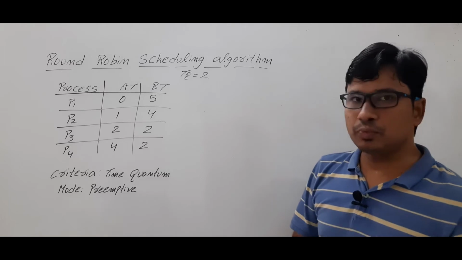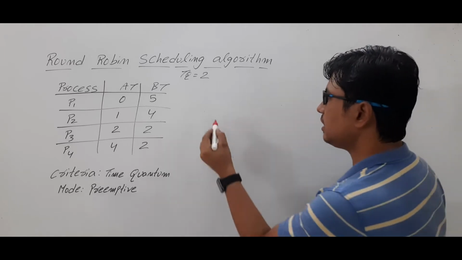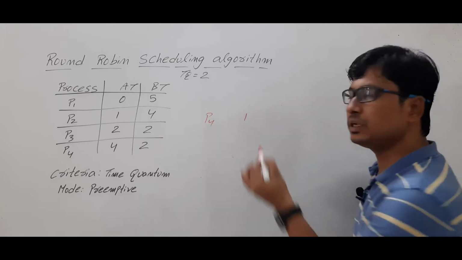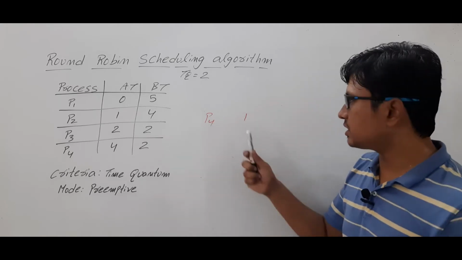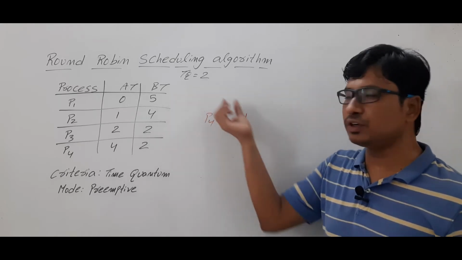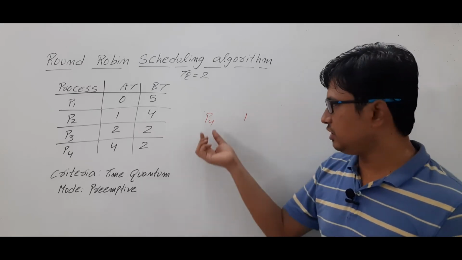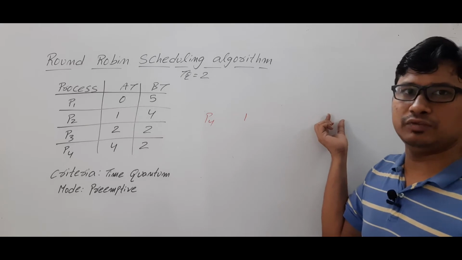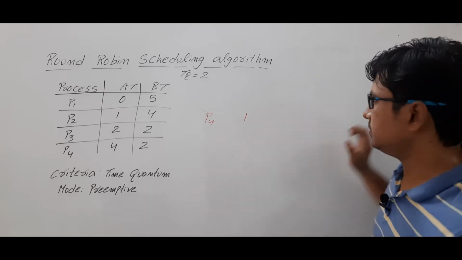Is it clear? Suppose you ask me one thing. Sir, let's take that there is a process P4 whose burst time is only 1 unit. If its burst time is 1 unit, will we run it for 2 units? No. If it is only 1 unit, it will be executed for 1 unit and shifted to the terminated state. Is it clear?